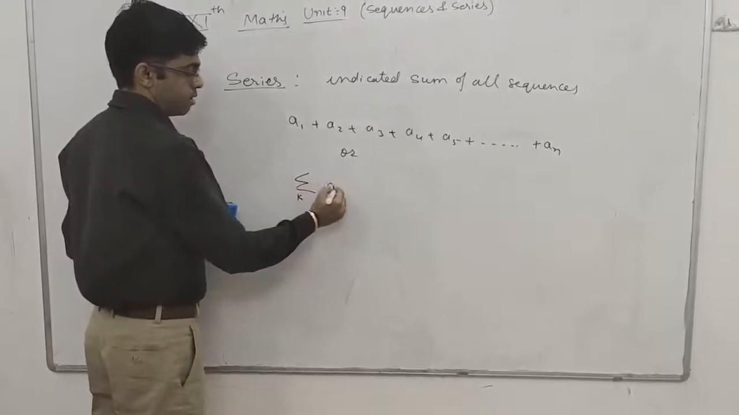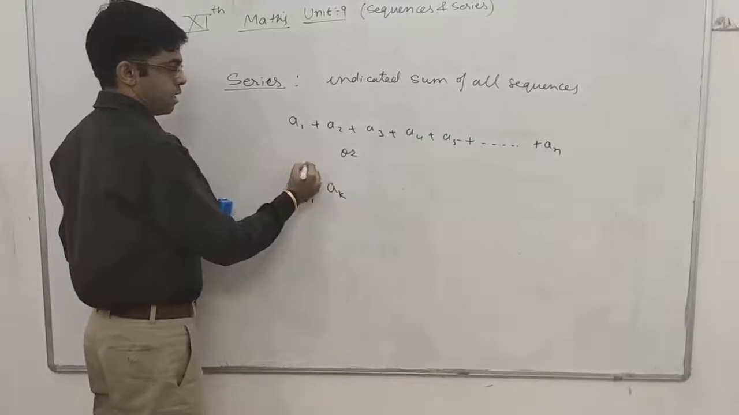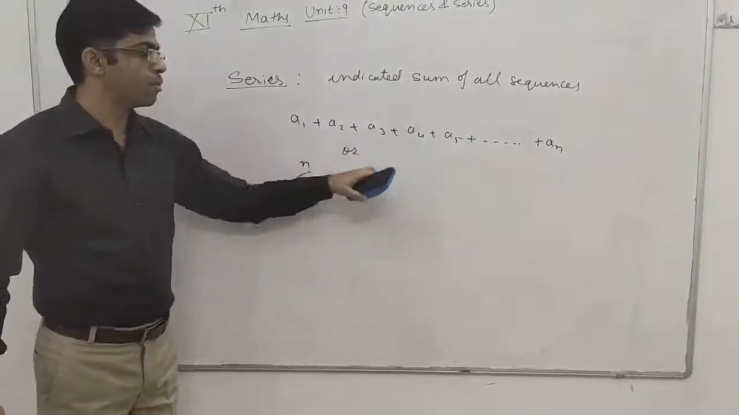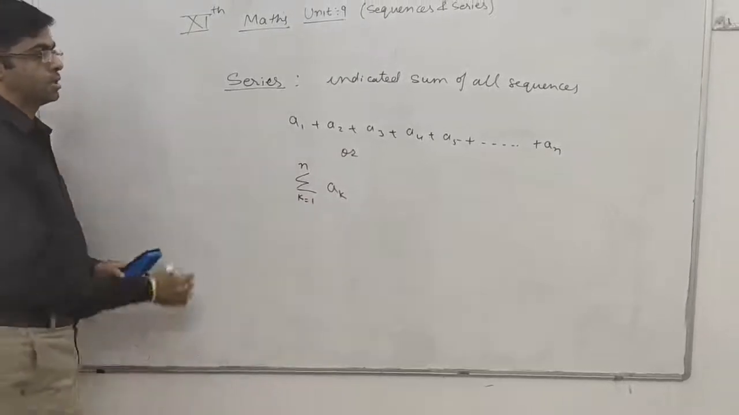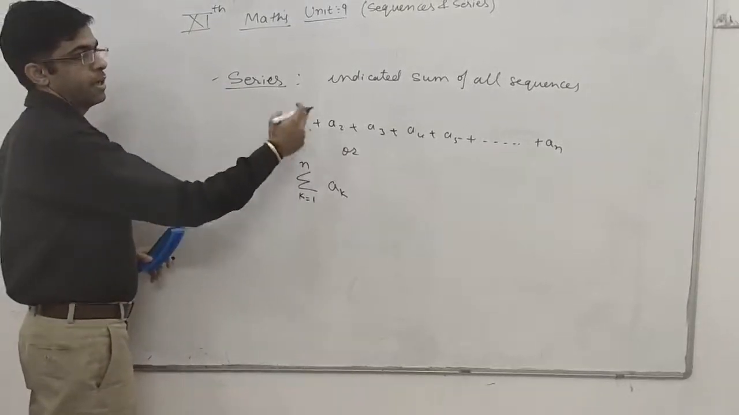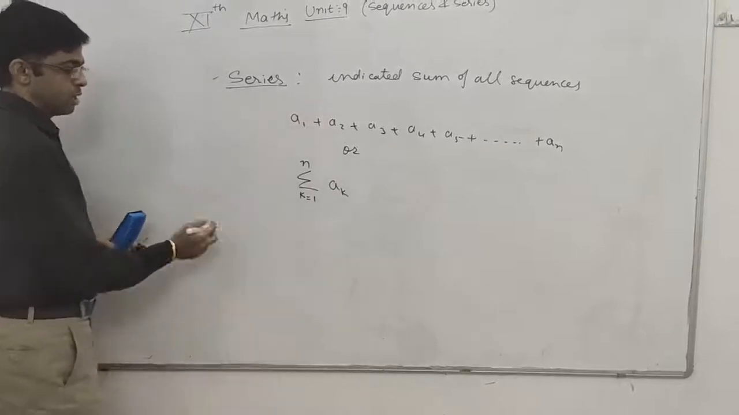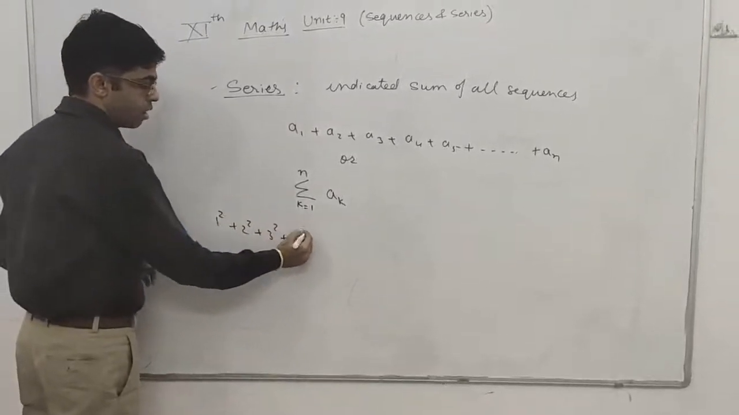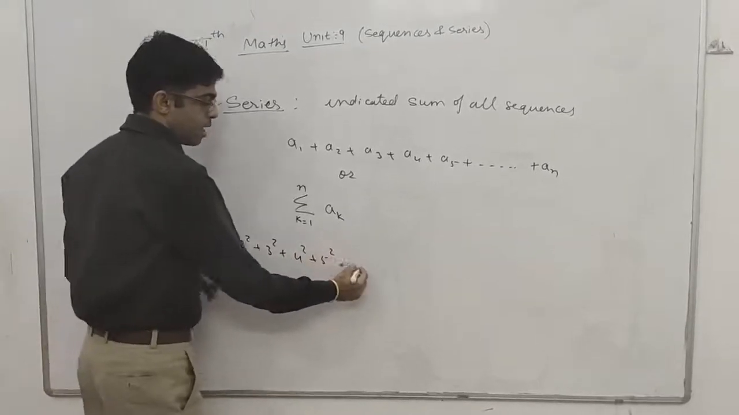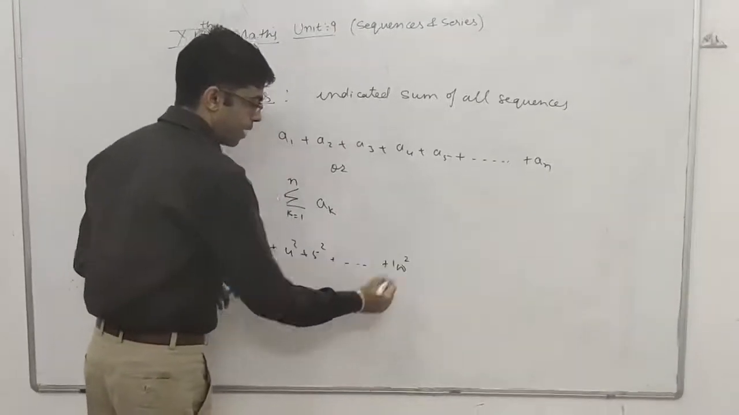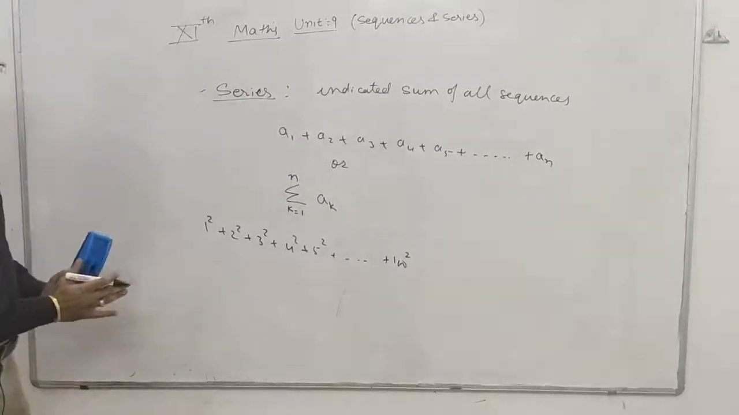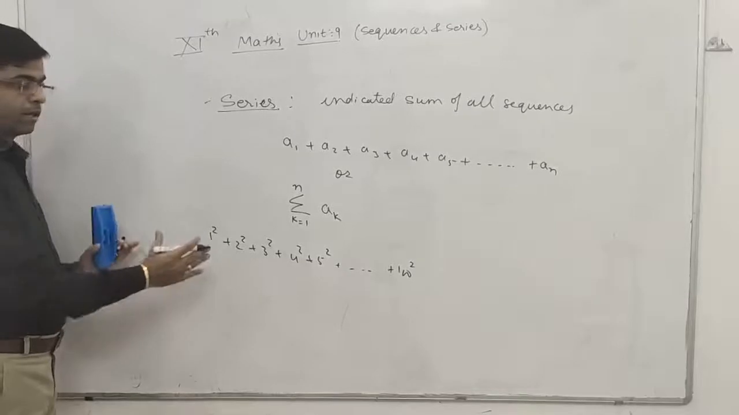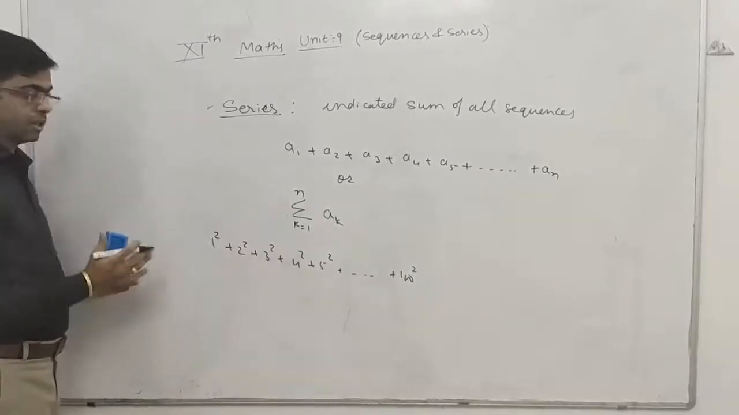We can show this like this. The first term is a1, starting from 1 and going up to n. So this series basically indicates the sum of all the sequence terms. Another example: 1 square plus 2 square plus 3 square, up to the sum of all natural numbers up to 100, suppose I am taking. Whatever sum comes out, that is the sum of each and every term indicated. So the sum of the whole series will come.